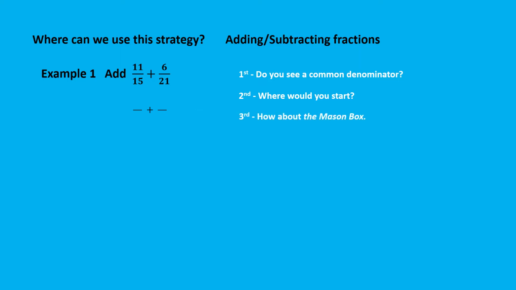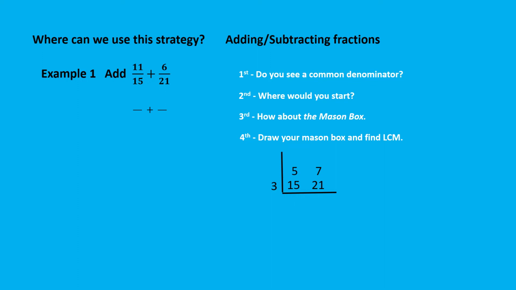How about the Mason box? Draw your Mason box and find the LCM. So we draw the Mason box, 15 and 21 inside. 3 goes into both, 5, 7. Nothing goes into 5, 7 other than 1, so we're done.